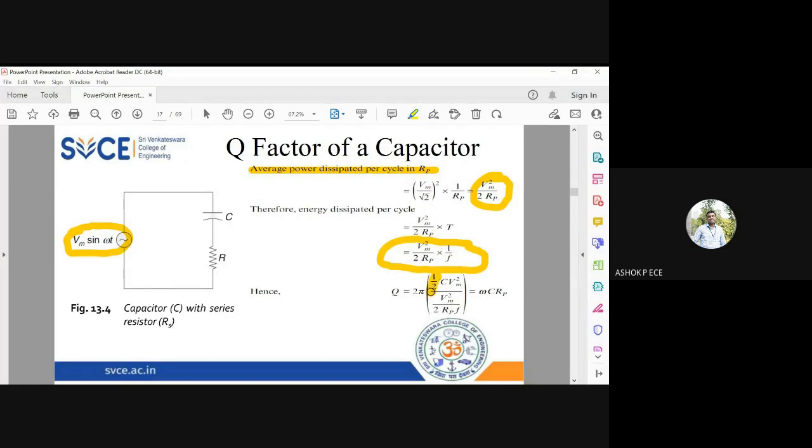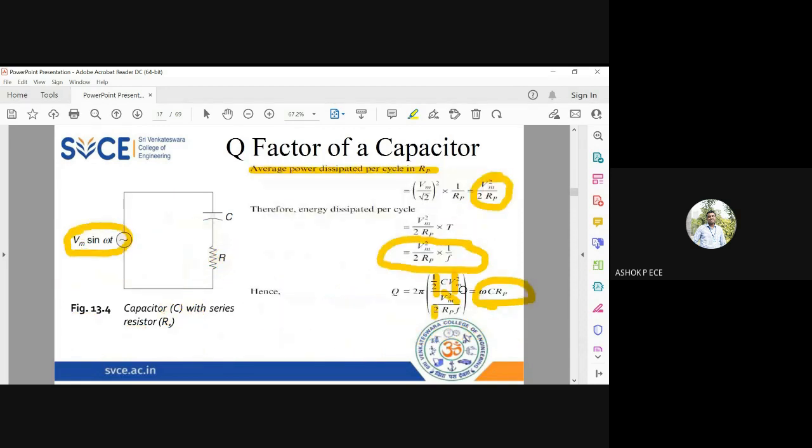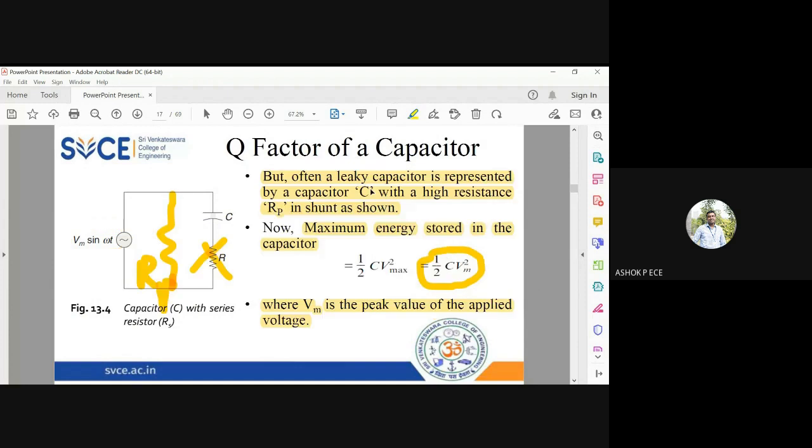So this 1 by 2 will get cancelled. 2 pi F will become omega. VM square will get cancelled. This RP will go to the numerator. So it is omega C into RP. So we have theoretically written the expression using the formula. We got omega CR, and the resistance value here we take as RP. So we got the answer as omega C into RP. So this is the quality factor of a leaky capacitor.